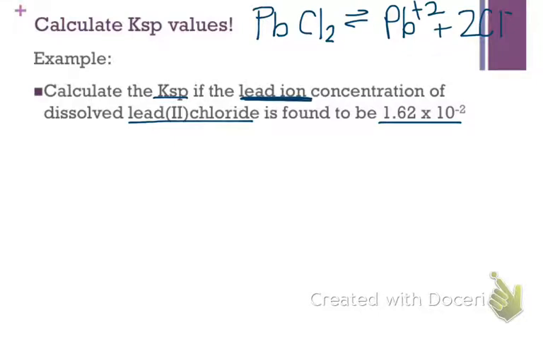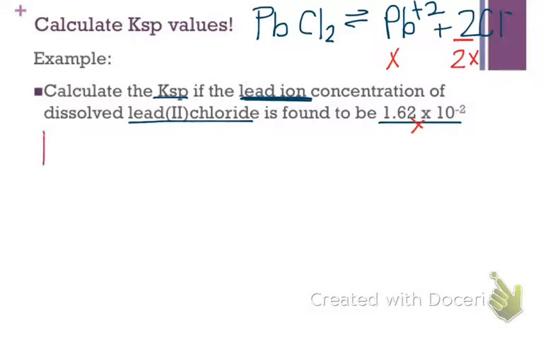So, if the lead ion concentration is 1.62 times 10 to the negative second, and we can see from the balanced equation that we should always have 2 chloride ions for every 1 lead ion, we know that the concentration of the chloride should be double the concentration of the lead. If you think about it, not as a full-blown ICE table, but just in stoichiometric proportions: if this is X, then the chloride needs to be 2 times X. And we know what X is. So this is just kind of like stoich stuff.